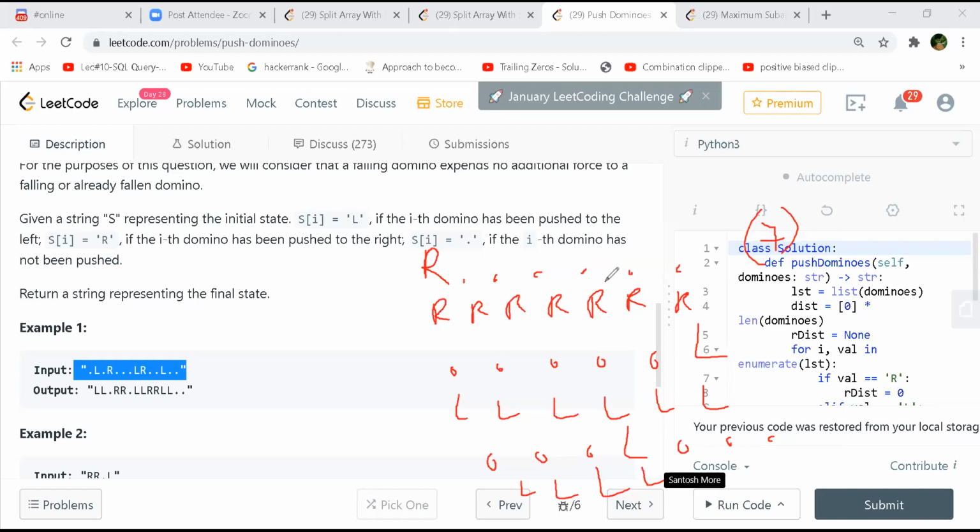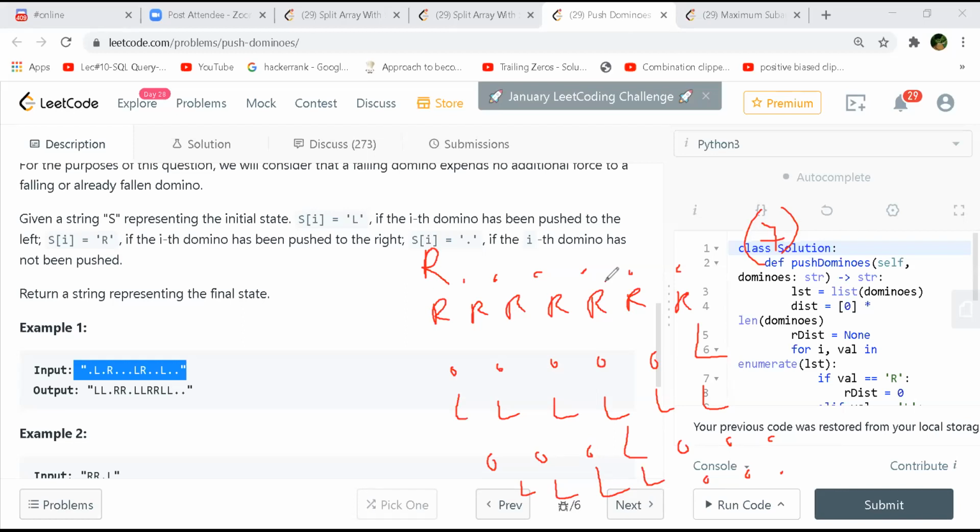Yeah. So it is exactly the dominoes we see. If we give a force on the left side, it will fall to the left, and the right side to the right. So now if you look at the explanation, what he says is, for the purpose of this question, we'll have to consider that a falling domino expends no additional force to the falling or already fallen domino.